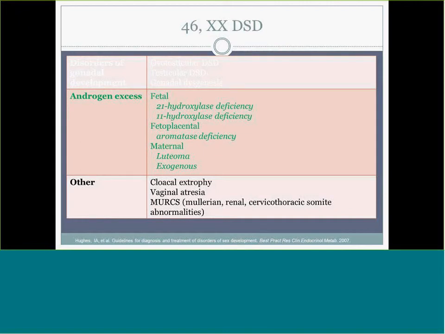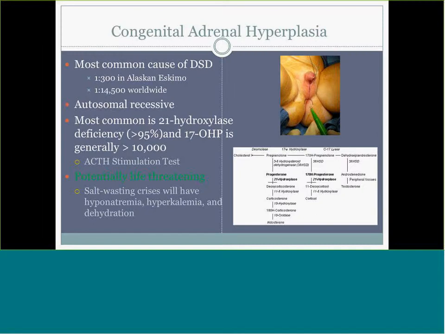The others are androgen excess, and the classic is obviously congenital adrenal hyperplasia. This is one of the babies that Hans operated on. There are three deficiencies, but the most common is the 21-hydroxylase deficiency. It's autosomal recessive, and it's obviously potentially life-threatening.